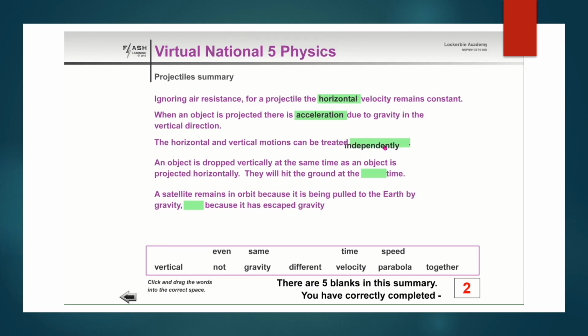An object is dropped vertically at the same time as the object is projected horizontally. They will hit the ground at the same time. A satellite remains in orbit because it is being pulled to the Earth by gravity, not because it has escaped gravity. I hope you got all 5 correct.